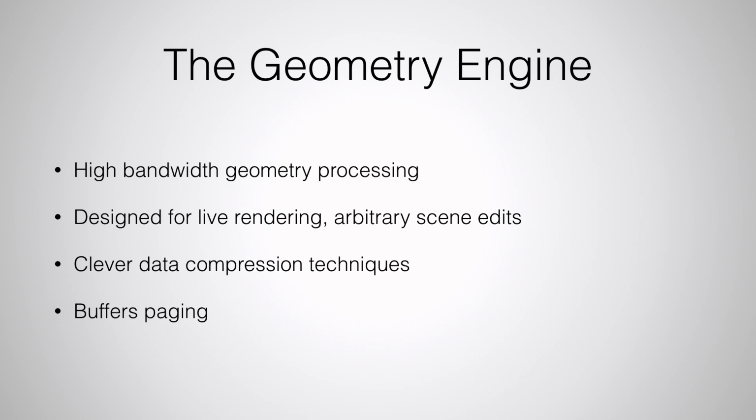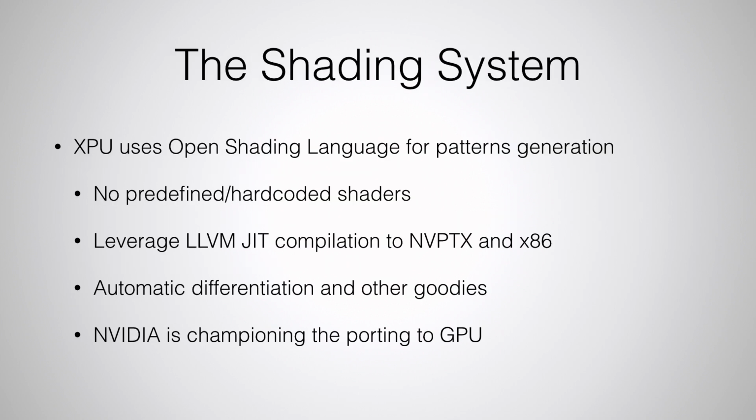It's a high bandwidth geometry processing API that is fully multi-threaded from data ingestion on. It is designed for live rendering, so nothing is baked in, nothing is collapsed, everything is live. You can zoom the camera in, you can move a vertex of one geometry and move on into the next edit. We use clever data compression techniques to cram as much data as possible into those devices. We offer buffer paging, although we are not leveraging buffer paging for ray tracing yet because we want to see how much we can push the data compression techniques.